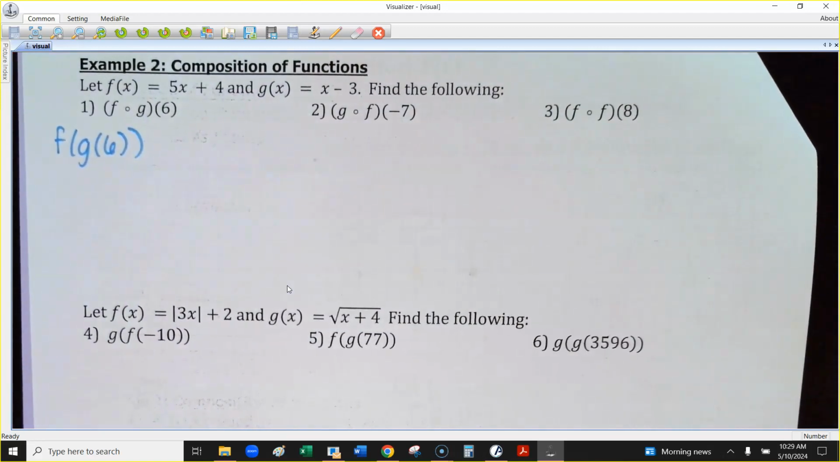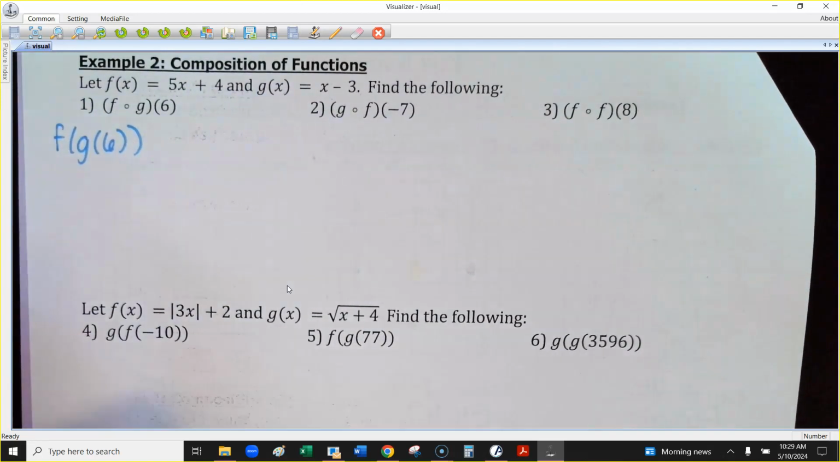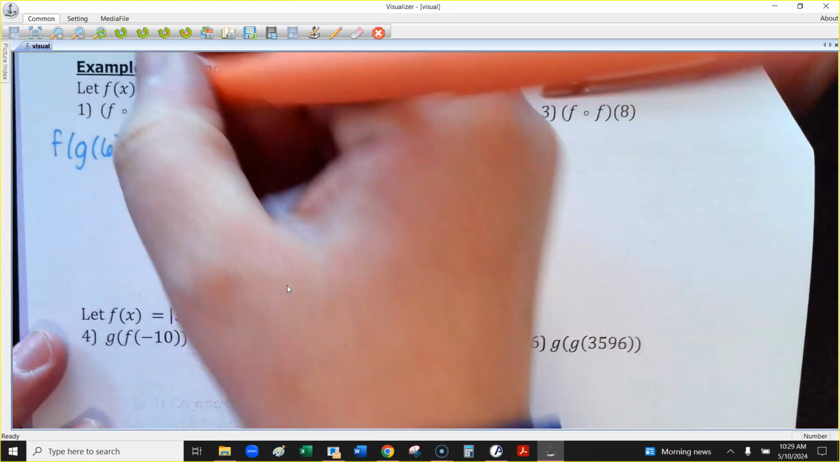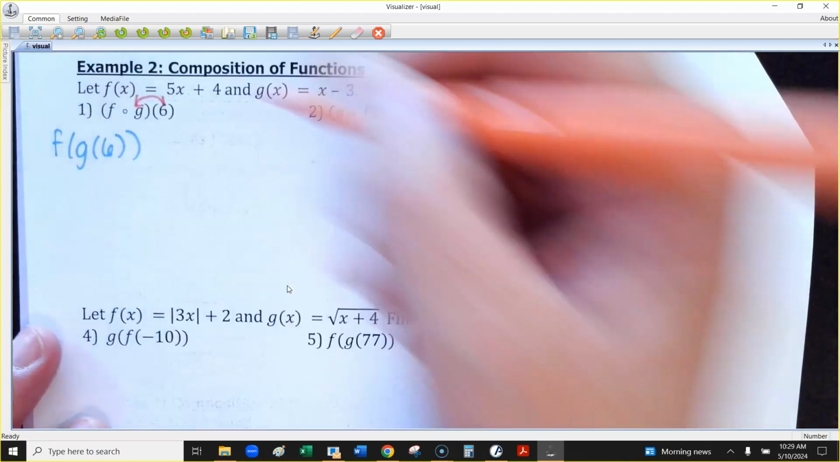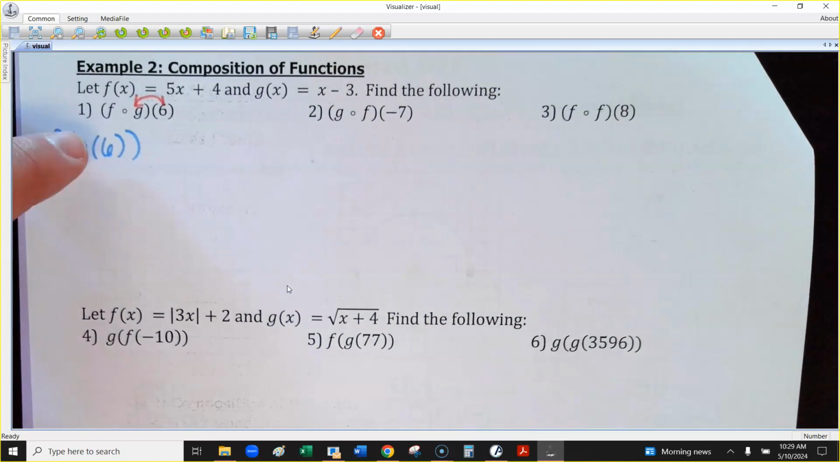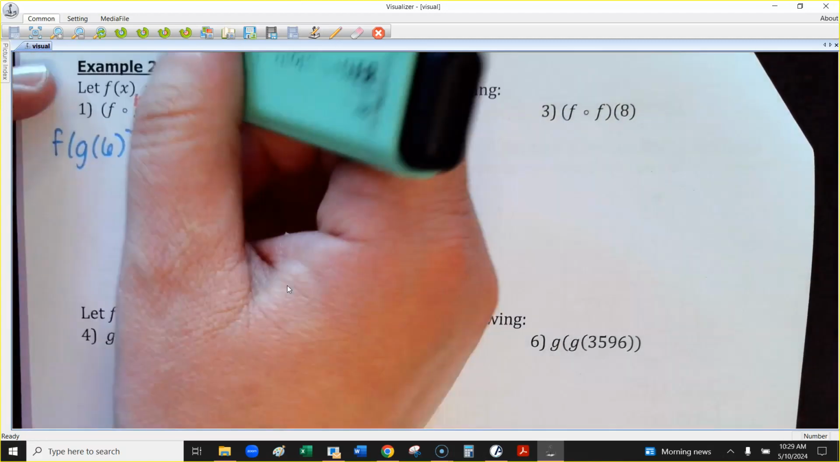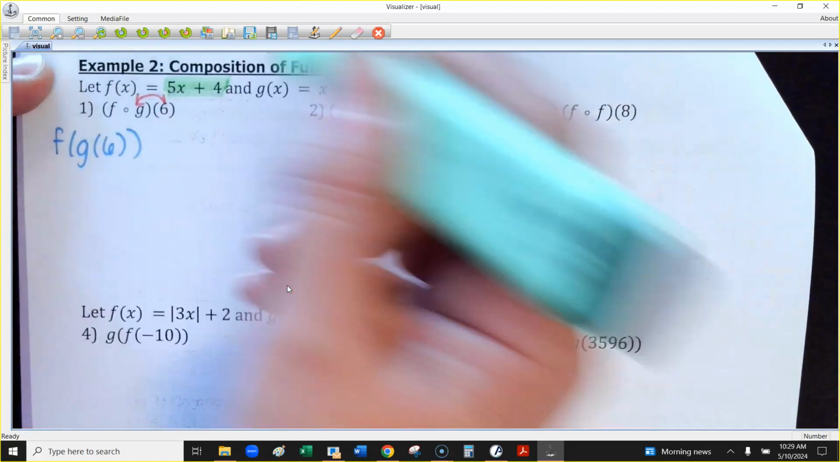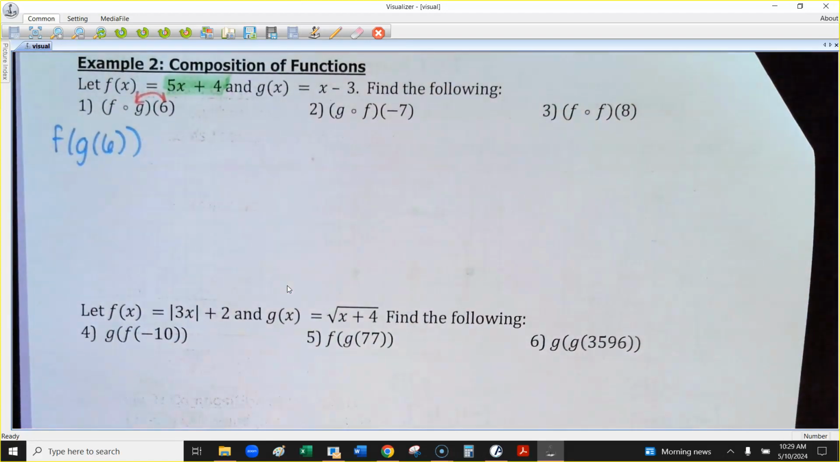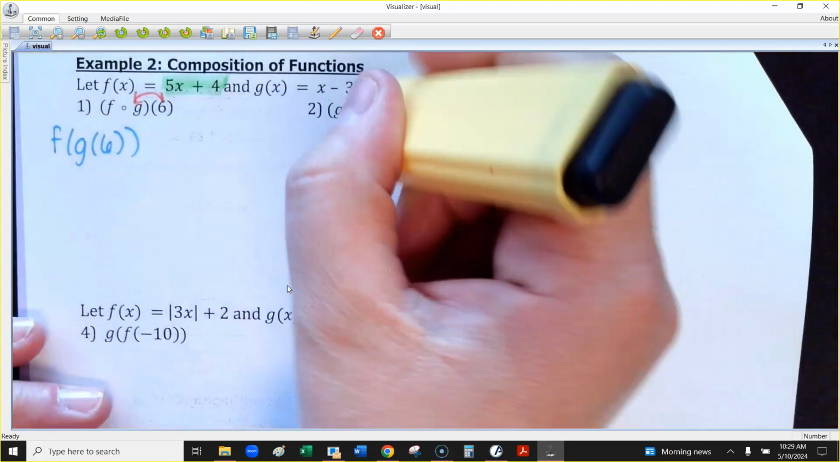So the way this works, if you're in the little notation, they call it fog notation sometimes because it looks like a little o, whatever is closer goes first. If you like the other notation, you work from the inside out. But this is basically two problems in one. So up at the top of the page, they're going to give me two different function rules. These are both just lines. I have 5x plus 4, and I have x minus 3.